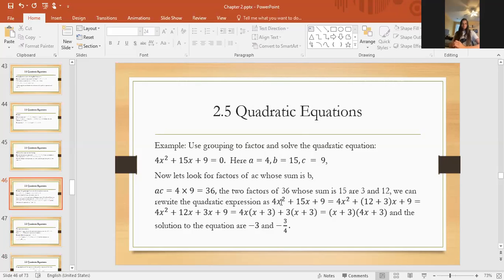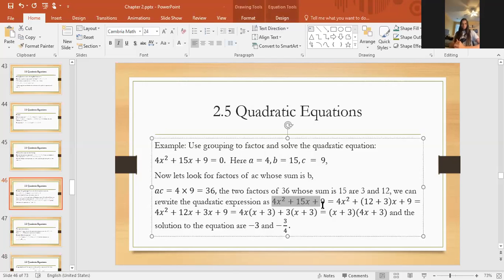So we come back to our equation here. You see the equation here, and we replace the 15 by 12 plus 3. That will help us split the middle part of it. And as we split that middle part, we will be able to factor the first two terms into 4x times x plus 3, and the second two terms into 3 times x plus 3.